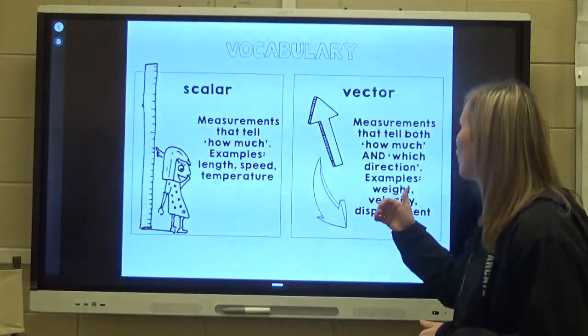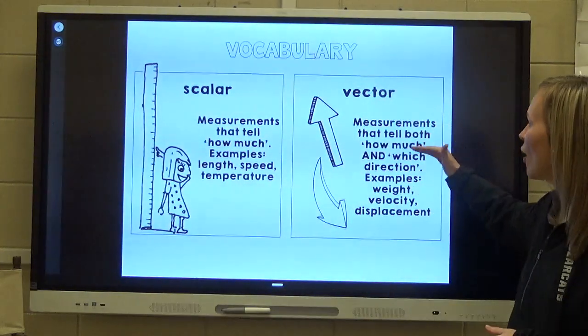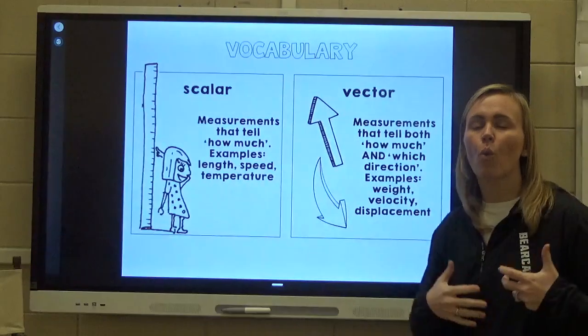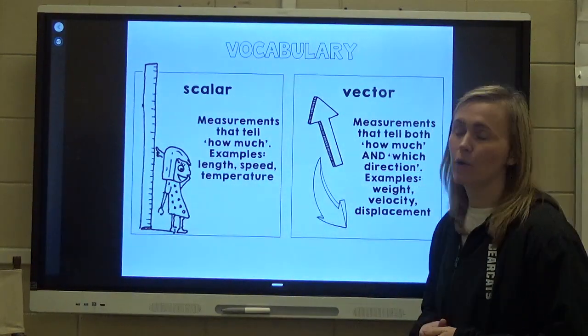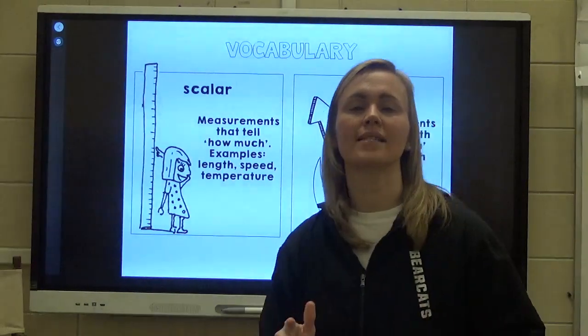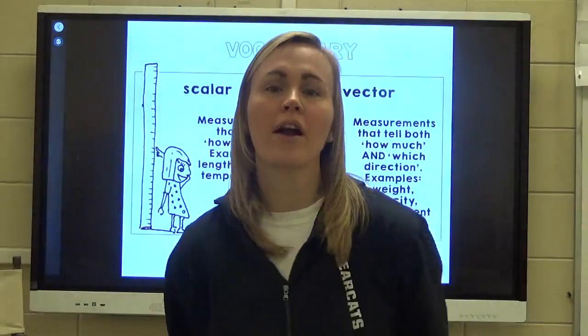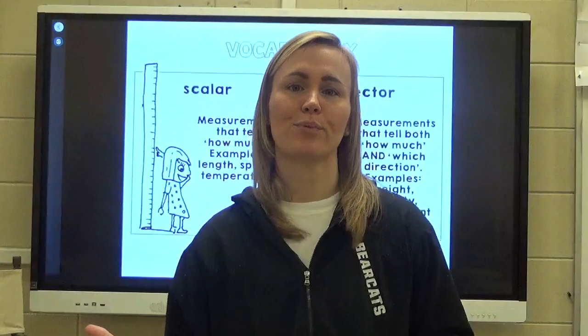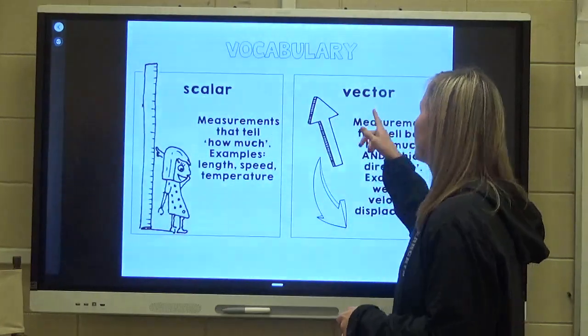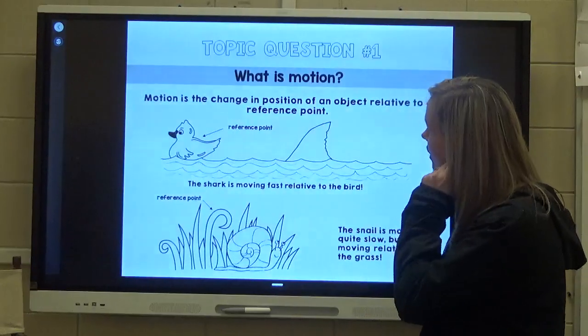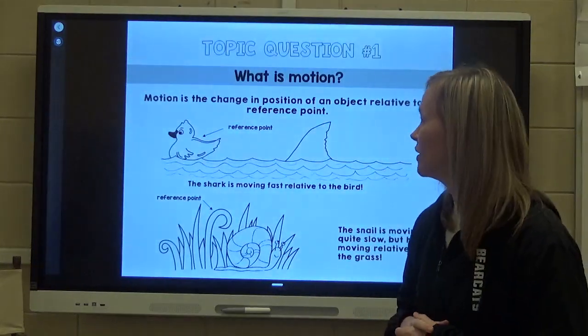A vector not only tells you the measurement of how much, it will also tell you what direction it is happening. An example would be velocity. The difference in speed and velocity is speed says 30 miles per hour, velocity says 30 miles per hour north. So, scalar versus vector.